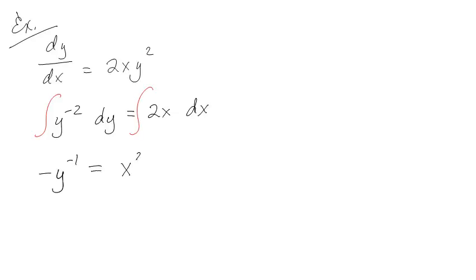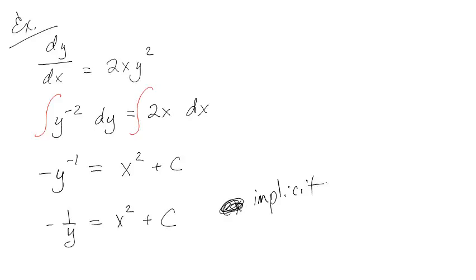Equals x squared plus c. So basically negative 1 over y is equal to x squared plus c. Beautiful. Again, this is called an implicit solution because we don't have something exactly in terms of y, we have something in terms of negative 1 over y, and that's okay too.